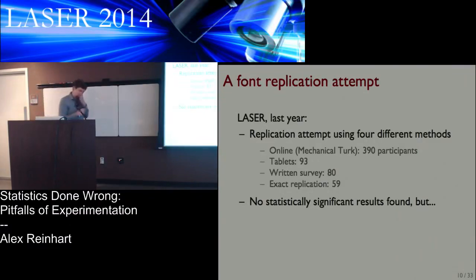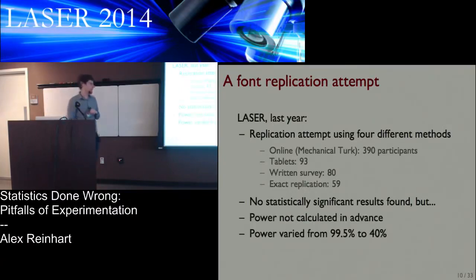But I went back then, and I calculated statistical power. I said, assume the original study was right, that the difference was, I think it's about a 15% decrease in disclosure. Assume that's right. What power would you expect to get with this many participants? Turns out that they hadn't calculated power. The power varied from 99.5% for Mechanical Turk, which is complete overkill, to about 40% when they did the most important study, the exact replication.